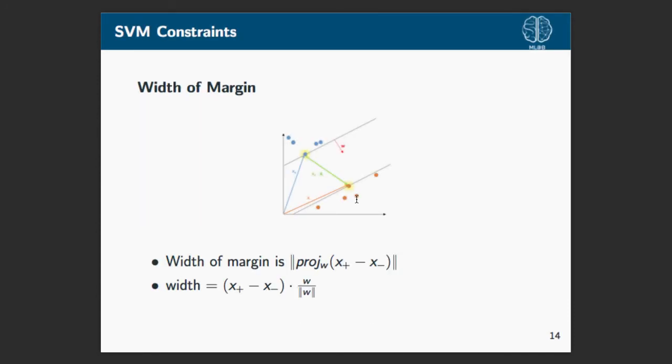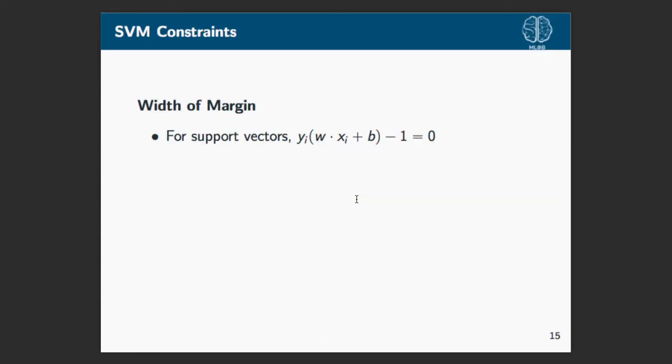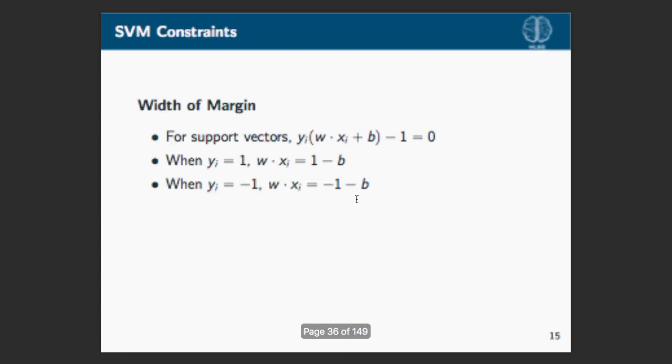Does that make sense to everyone so far? We're just deriving what the width of this margin is. Okay, cool. So we know that for all support vectors, this is true, because y times (wx plus b) must equal 1 for support vectors. So when y equals 1, we can rearrange it to say wx equals 1 minus b. And when y equals negative 1, we can rearrange that to say wx equals negative 1 minus b.